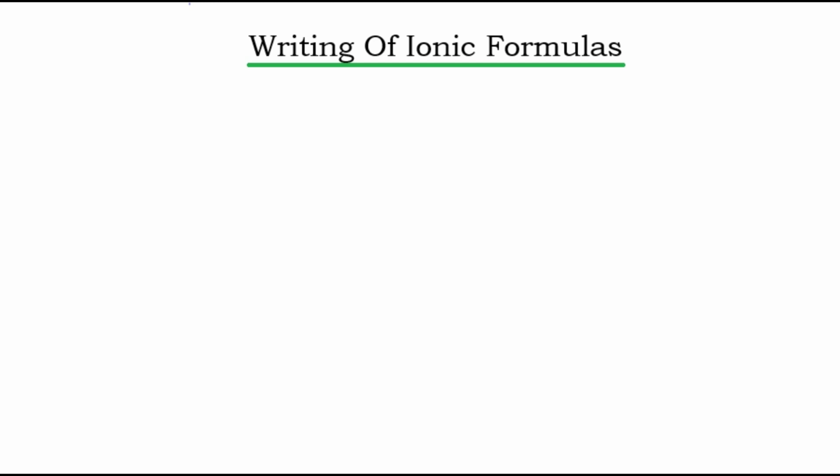In this video, we'll look at writing of ionic formulas. Ionic compounds are made by combination of metals and non-metals. So how can you identify this is a metal and this is a non-metal? You need a periodic table for that. So let's get our periodic table.